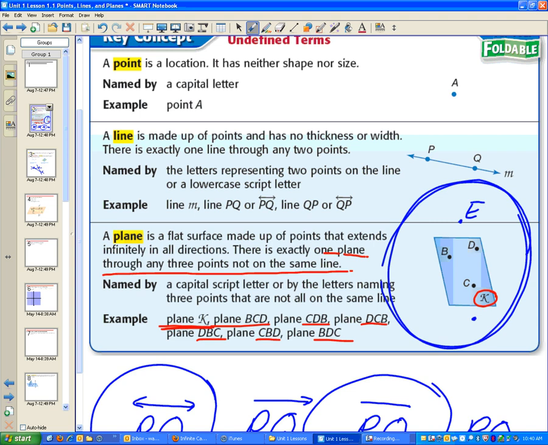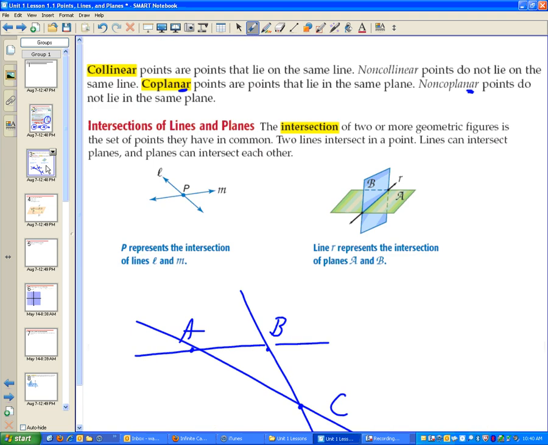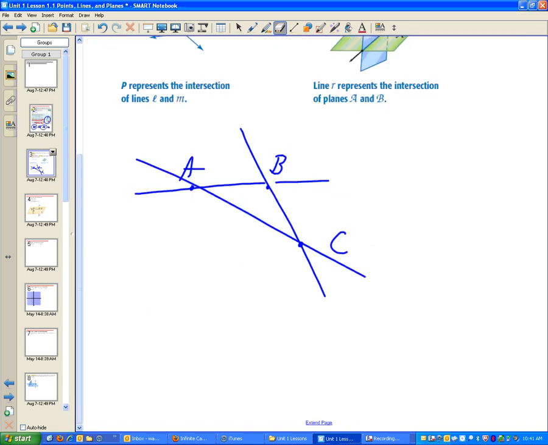All right. Intersection. You probably know what the intersection of 2 lines is. But I don't think you know, maybe you know, what the intersection of 2 planes is. Here's what the book says. I'm on page 6 now. It says the intersection of 2 or more geometric figures is the set of points they have in common. It's the set of points they have in common.